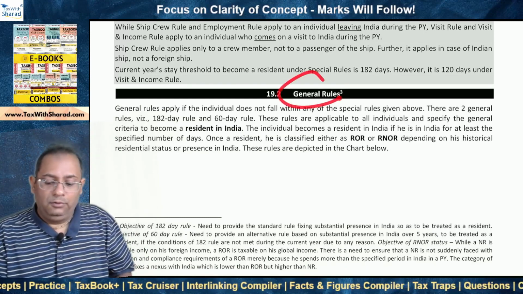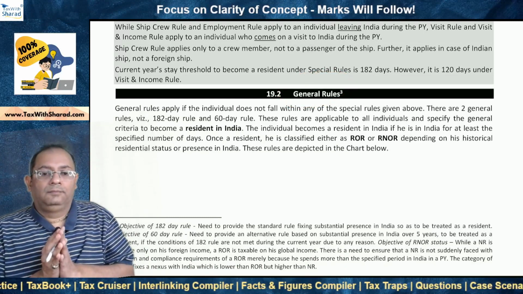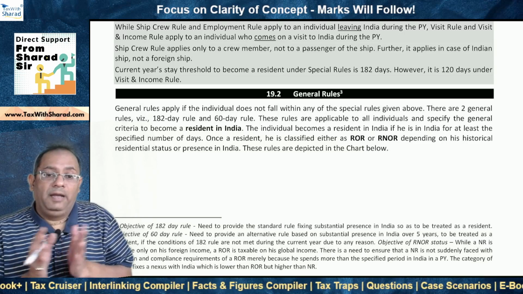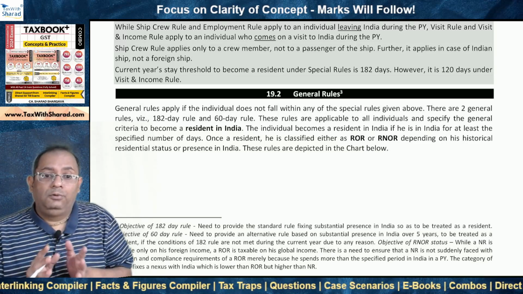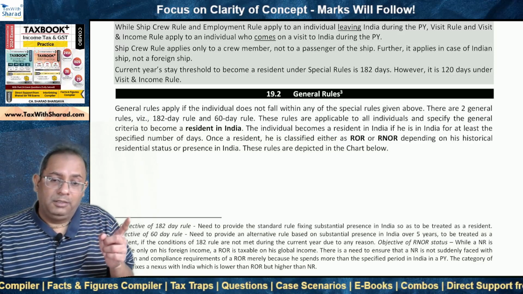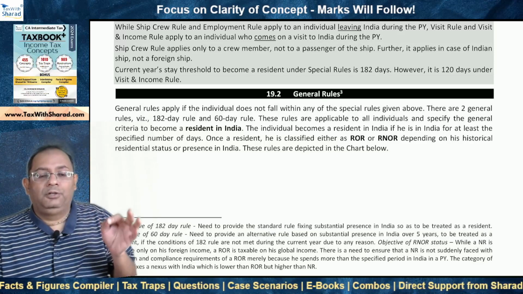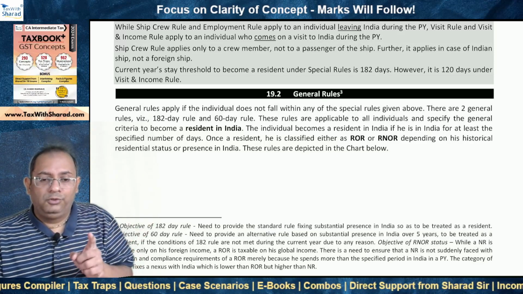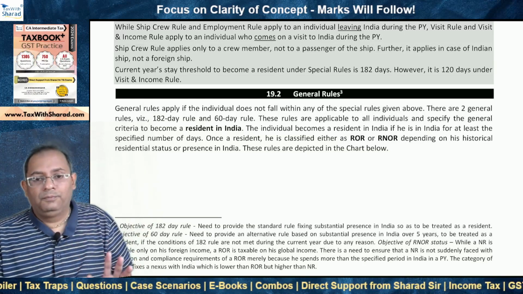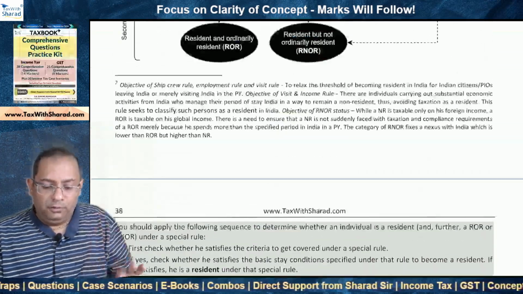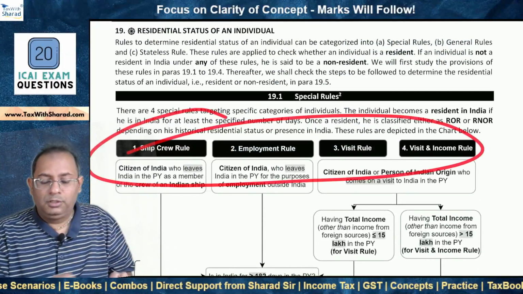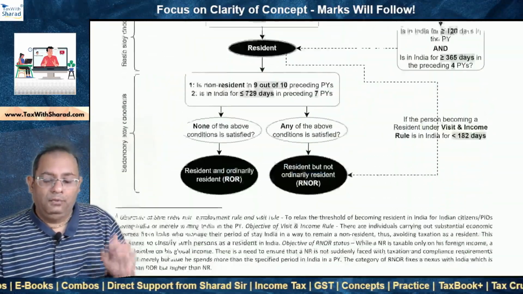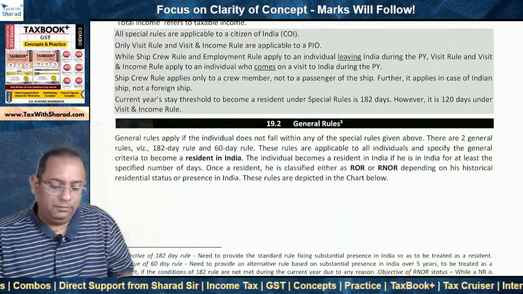Now we come to the general rule. The general rule by nature is the default rule, it is generally applicable. So logically, the general rule will not apply if a special rule is applying. If a special rule is applicable, then you should not come to the general rule. You should come to the general rule and check it only when you figure out that none of the special rules apply.